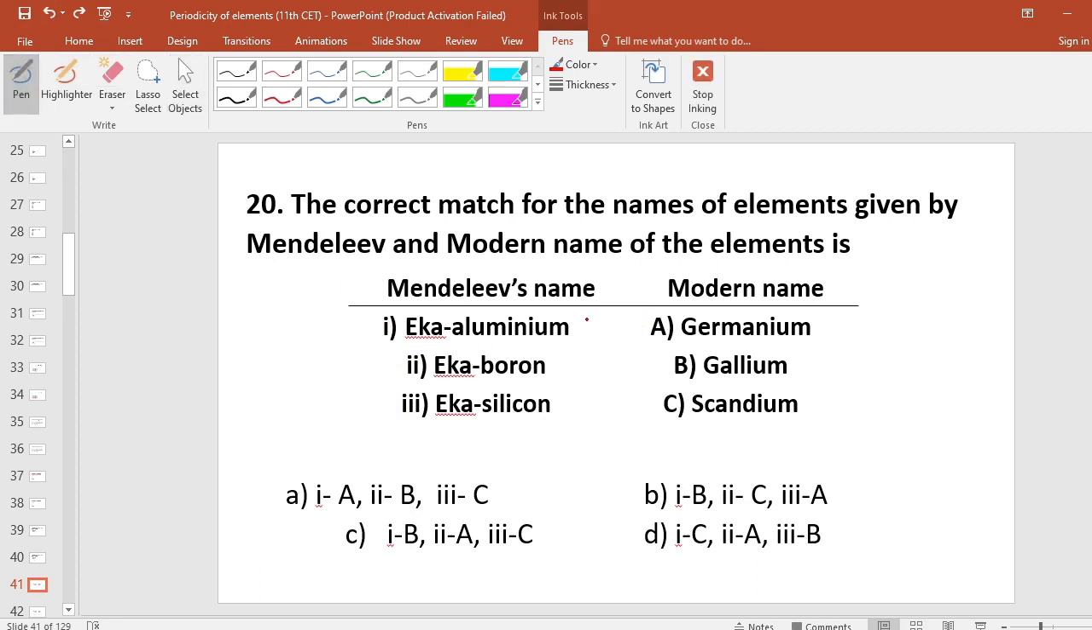Eka-aluminium is gallium, Eka-boron is scandium, and Eka-silicon is germanium. Therefore, the correct option is B.